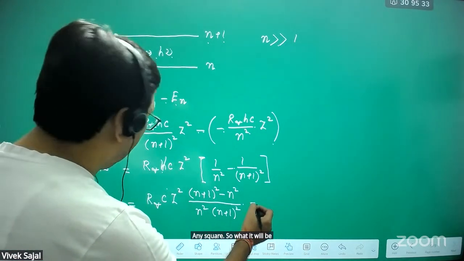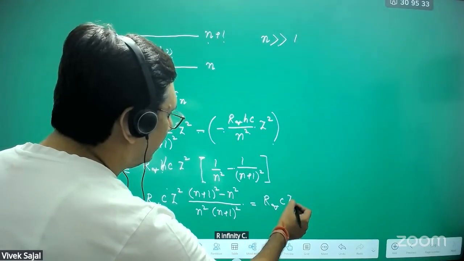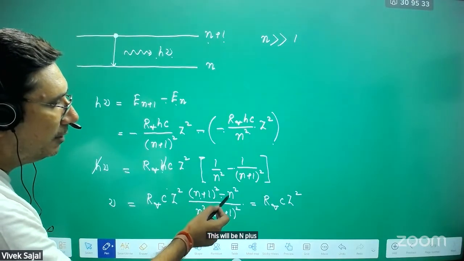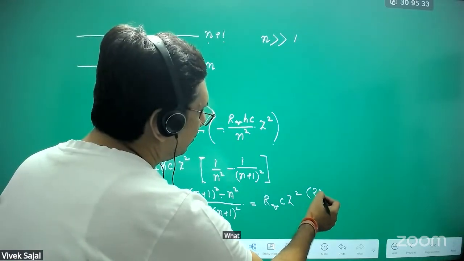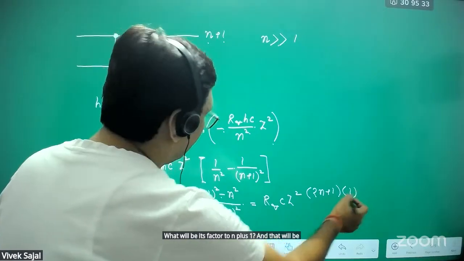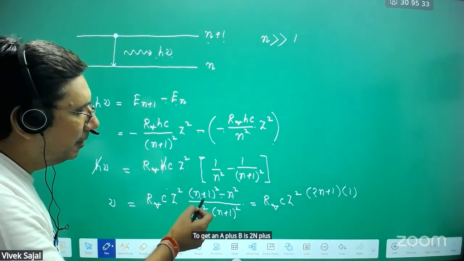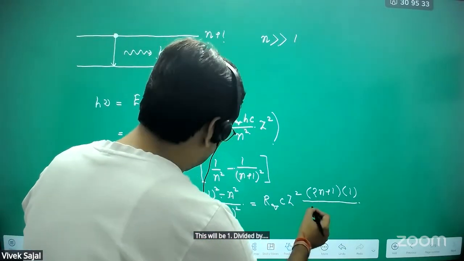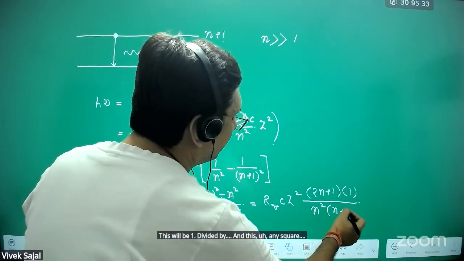How much it will be? R infinity C Z square. This will be n plus 1 square minus n square. So this will be 2n plus 1. What will be its factor? 2n plus 1, and that will be 1. ठीक है ना? A plus B is 2n plus 1, A minus B, this will be 1, divided by this n square and n plus 1 square.